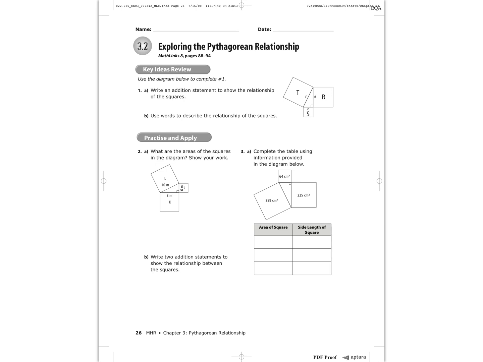Hey folks, I thought I would just go through this handout with you guys quickly here. So let's take a look at the first question. First question, write an addition statement to show the relationship of the squares, and then use words to describe the relationships of them. Okay, probably won't do that, but let's take a look at A here.